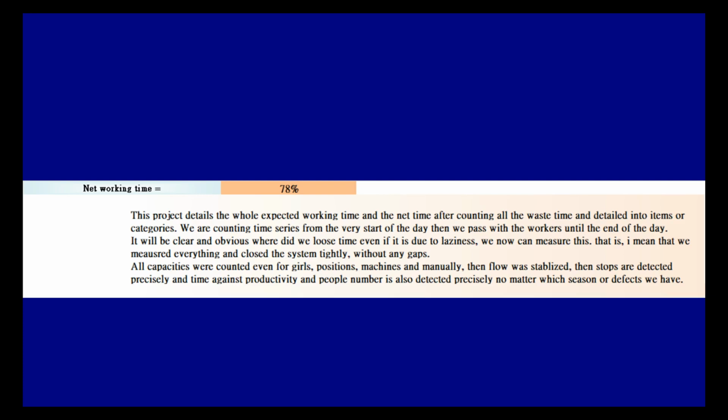Net working time equals 78%. This project details the whole expected working time and the net time after counting all the waste time, detailed into the day, then we pass through the workers until the end of the day. It will be clear and obvious where we lost time, even if it is due to laziness. We now can measure this. That is, I mean that we read everything and closed the gaps. All capacities were counted, even for girls, positions, machines and manual work, then flow was stabilized, then stops are detected precisely, and time against productivity and people number is also detected precisely, no matter which season or defects we have.